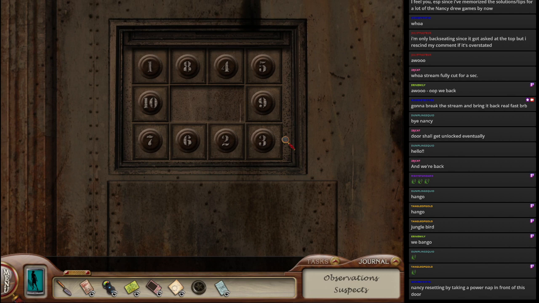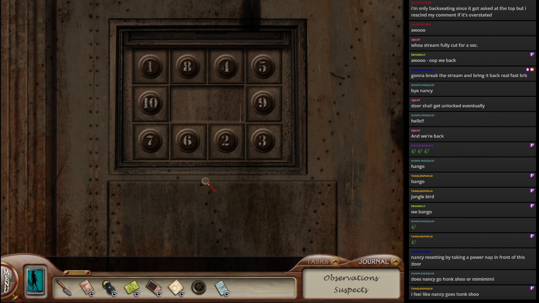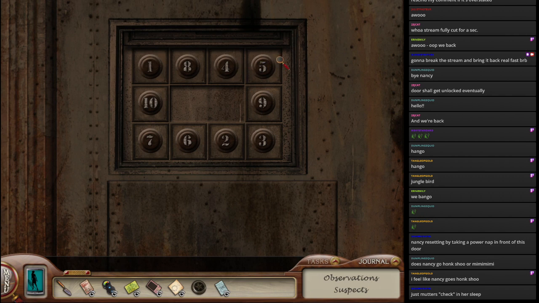That makes this 17. Harry says, Nancy resetting by taking a power nap in front of this door. So now we have 18, 18, 18, 17? Yeah, you got 18 left and bottom, top is 18. And the right hand column is 17, which was 19, and I swapped things around, and now it's 17.